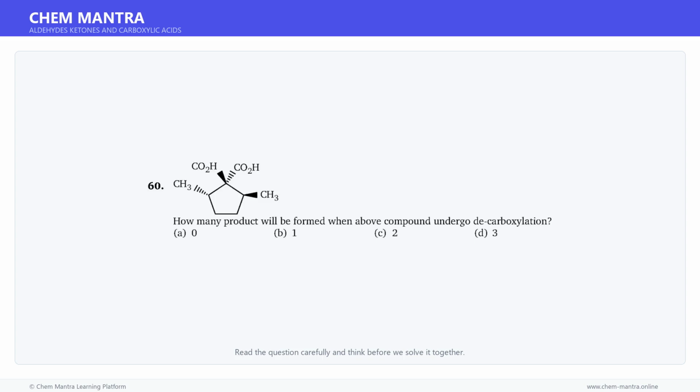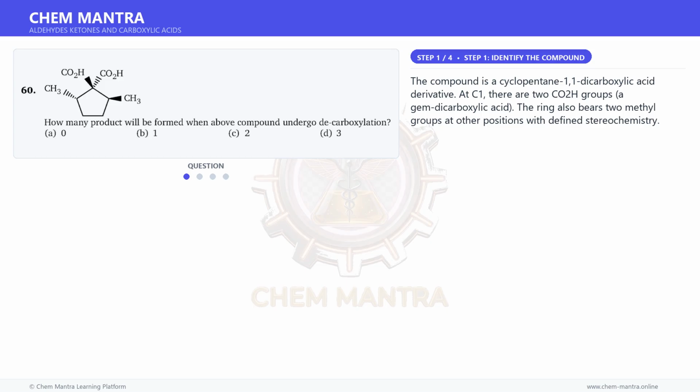Here is a question. Read it carefully and think about the answer. Let us solve it step by step. Let us begin solving this step by step. The compound is a cyclopentane 1,1 dicarboxylic acid derivative.